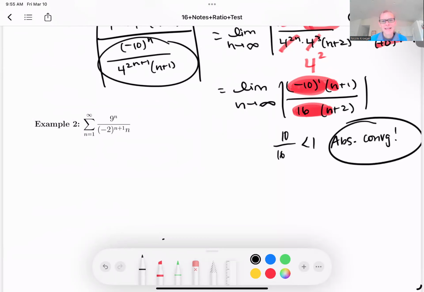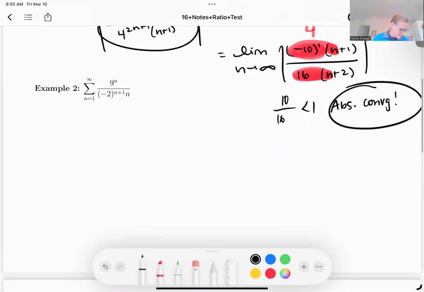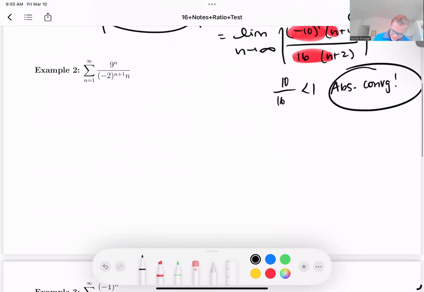Whew. Okay. That one was messy. That one was kind of a messy one to start with, probably. Some of these won't be quite so messy. Let's try this other one here. So let's see, our a sub n plus 1 term is going to be 9 to the n plus 1 over negative 2 to the n plus 1 plus 1. So I'm going to get n plus 2 and n plus 1. I was getting n plus 1 plus 1. That's how I got to the n plus 2. Okay, so that's our a sub n plus 1 term.